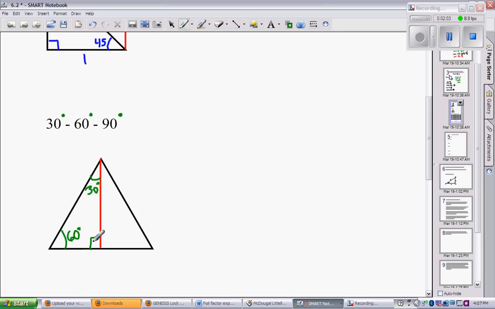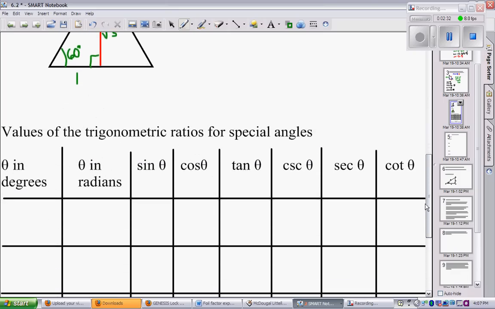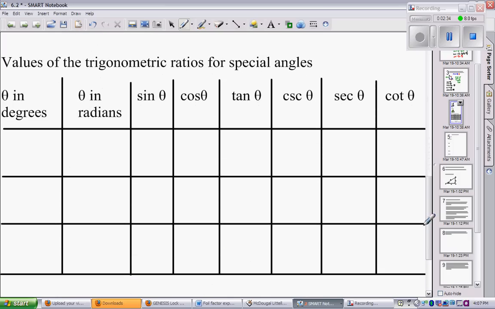Equilateral triangles would all have side length 2. This is side length 2, so half of it would be 1, and using Pythagorean theorem, this would make it root 3. So we can use these special triangles and create a table of values of the trigonometric ratios for special angles.